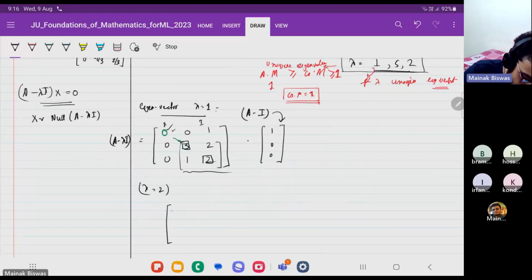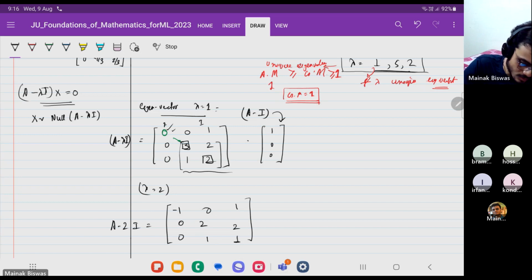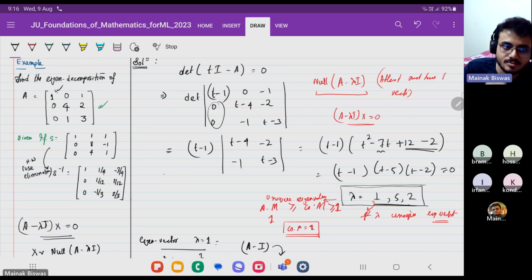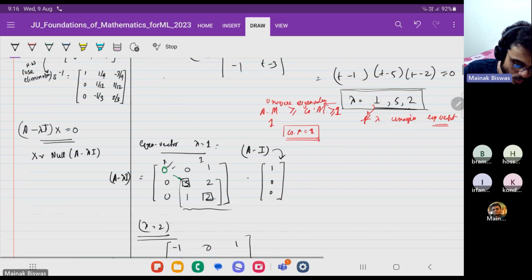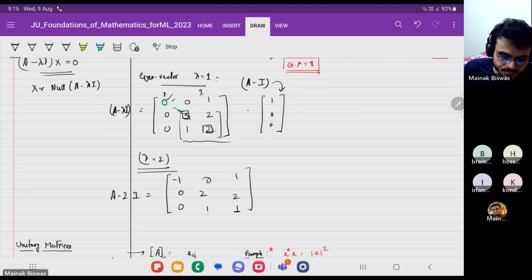So we can subtract 1 from this. -1, 2, and 1. 2, 1, 1, 0, 0, 0. This is your A minus 2I, right? Correct? I'm subtracting 2 from the diagonals. So you get 1, 2, 1. Happy? So what do I do now?